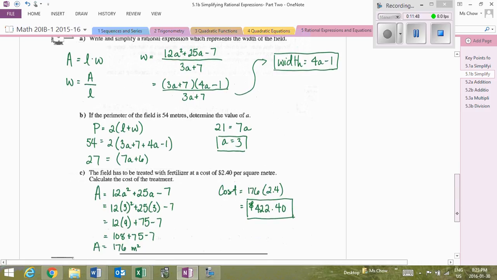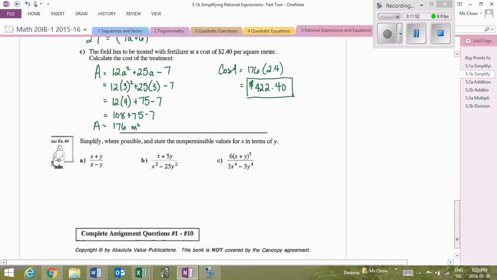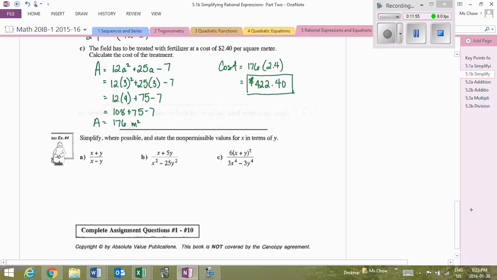So if the field has to be treated with fertilizer at a cost of $2.40 per square meter, calculate the cost of the treatment.